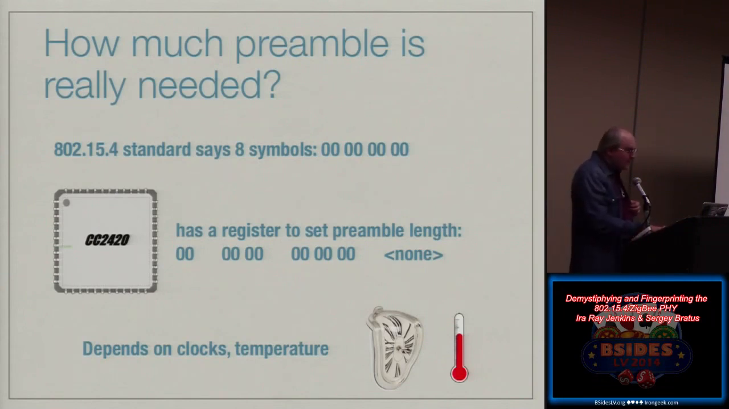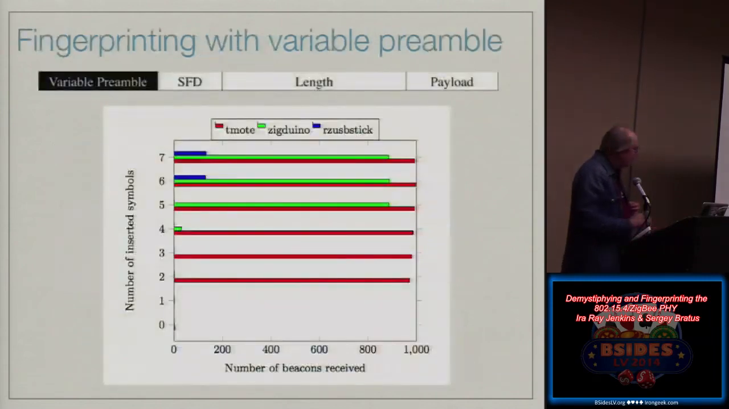So the first look is, well, what if I send shorter preambles? A preamble is 8 nibbles. So what if I send no preamble at all, or just 1 nibble, or 2 or 3? And you know what? Different chips actually receive those things differently.